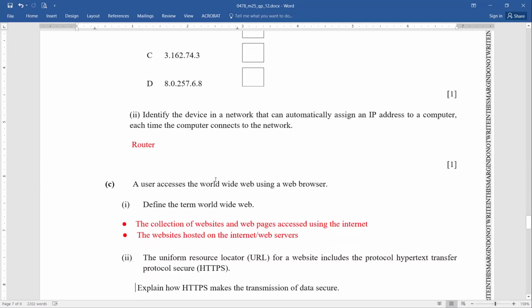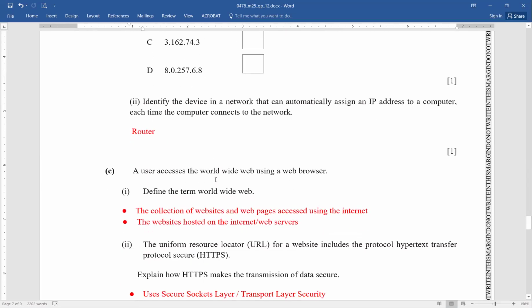Part C. A user accesses the World Wide Web using a web browser. Define the term World Wide Web. See, it's so simple. The collection of websites and web pages accessed using the internet. The websites are hosted on the internet or web servers. So if you have defined this term well, you will definitely be scoring the marks.